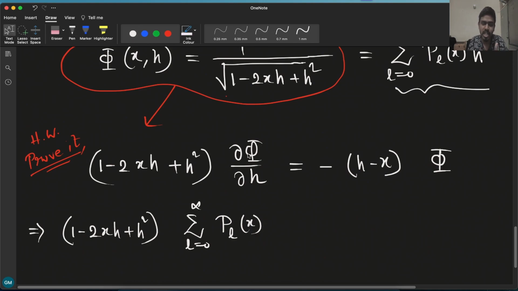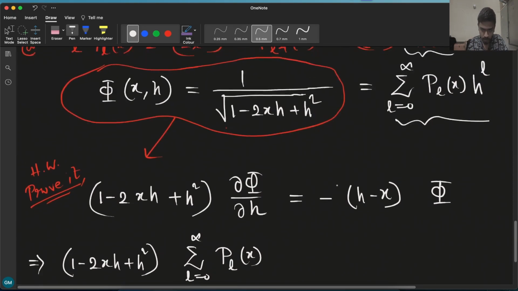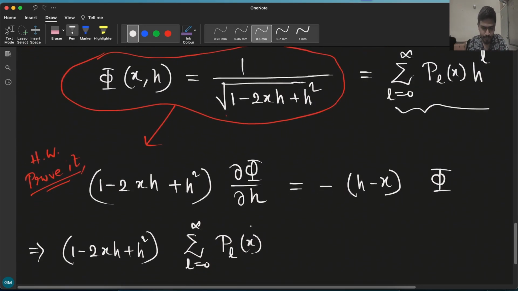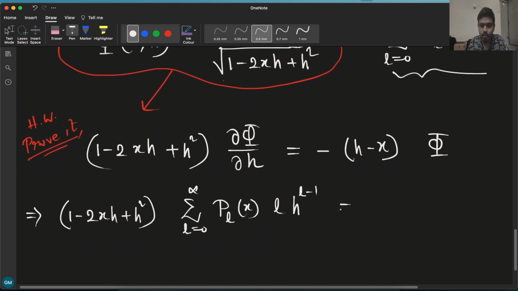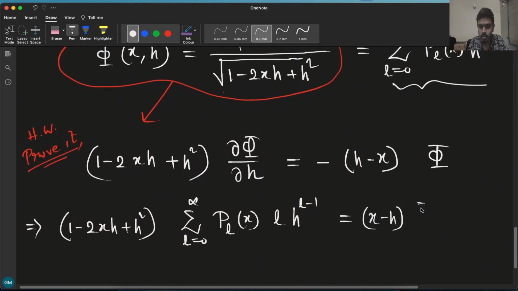And it's a partial derivative with respect to h, so it will only affect this h to the power l term. So if I do del h of h to the power l, which is nothing but l times h to the power l minus 1. And it equals to, let me write it as, x minus h times sum over l equals 0 to infinity P_l(x) h to the power l.